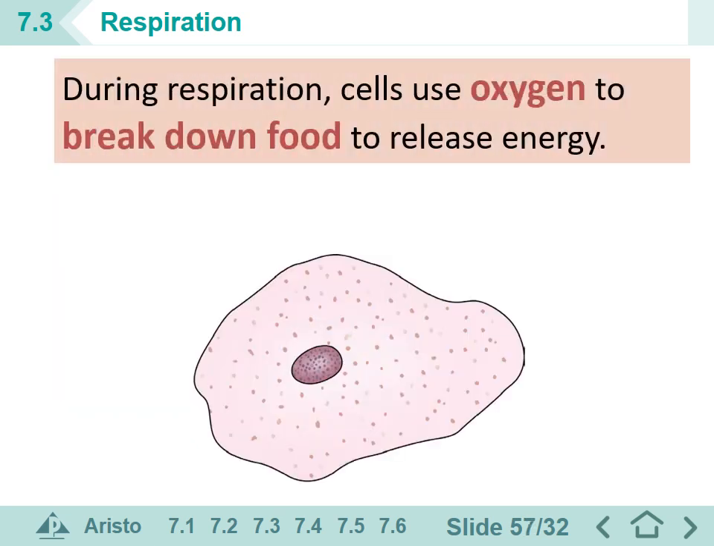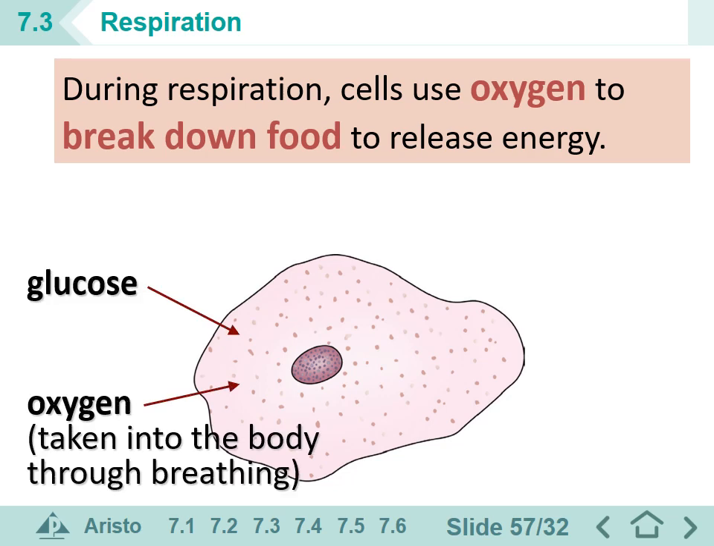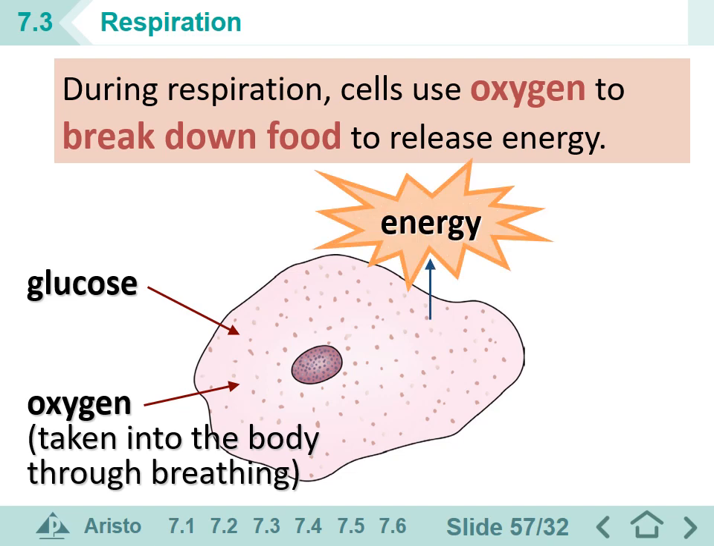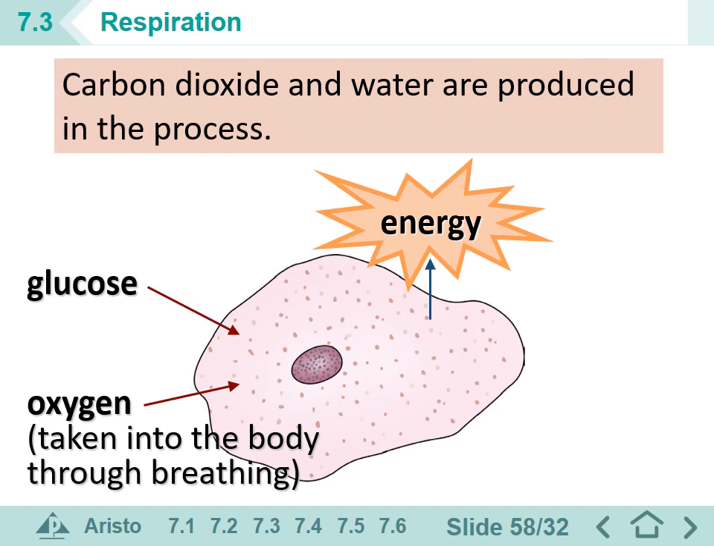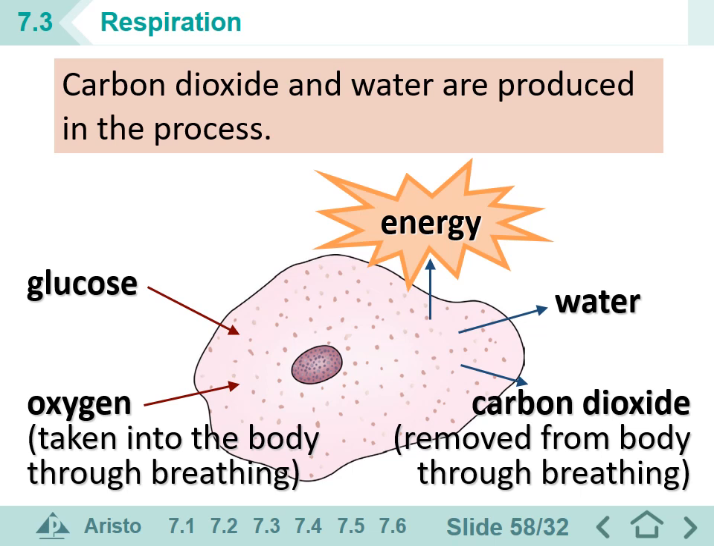During respiration, the cells use oxygen to break down the food to release energy. Are you familiar with this process? For example, if we use glucose as the energy source, then the oxygen taken into the body through breathing will become energy. Then carbon dioxide and water are produced during the reaction. Actually, it's like the reverse process.